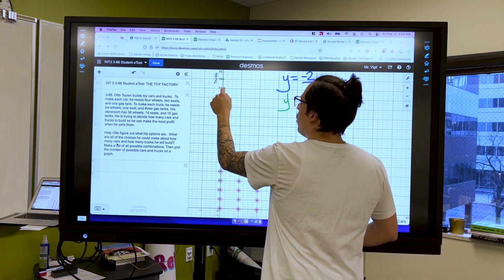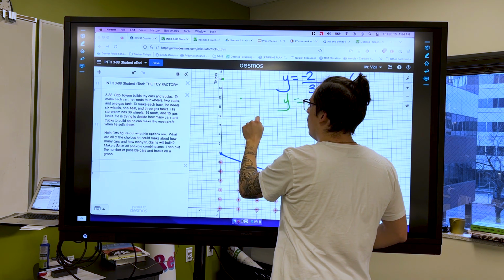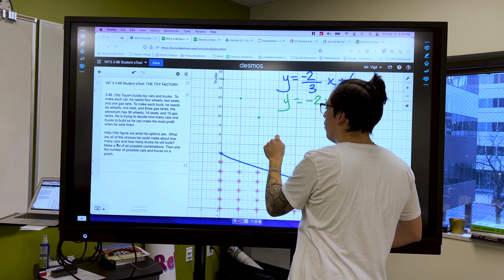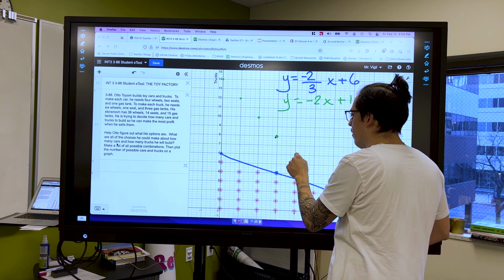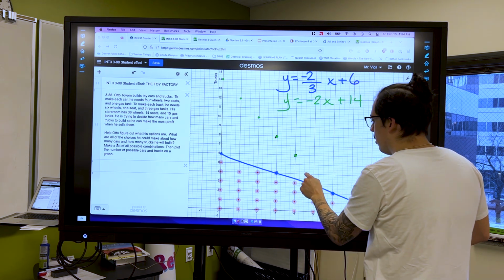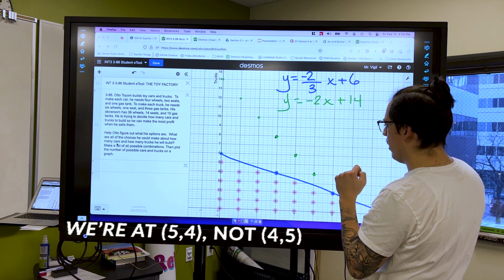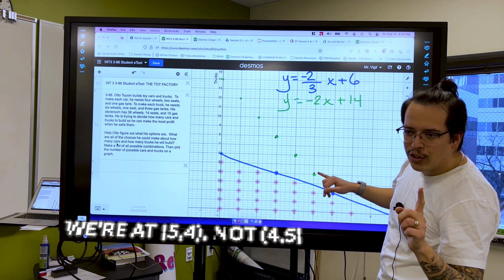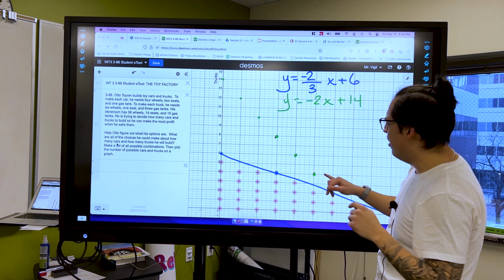So 14, 13, 12 over to 1. 11, 10 over to 2. 9, 8 over to 3. 7, 6 over to 5. 5, 4 over to 6. Oh, I miscounted. I'm here at 4, 5. Do as I do, not as I say. When is the last time you heard that?